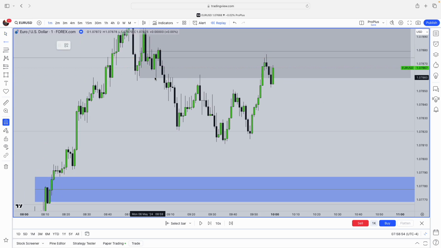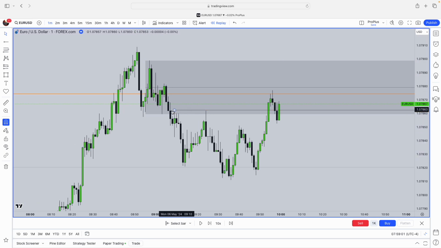This here straight away goes to my eye. Equal highs. So people potentially have sold this already. Thought that was resistance. Pulled lower. They've moved their stops there now, just above here. Price has now ran that higher. Ran back into the bearish order block.